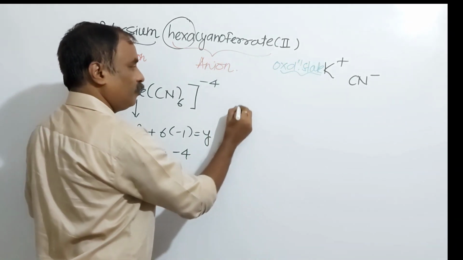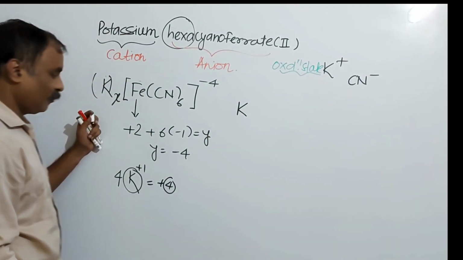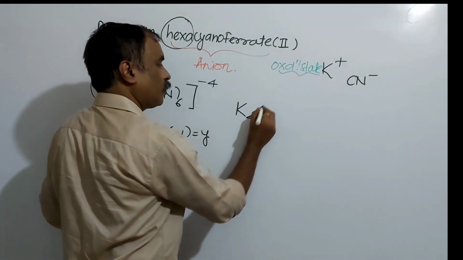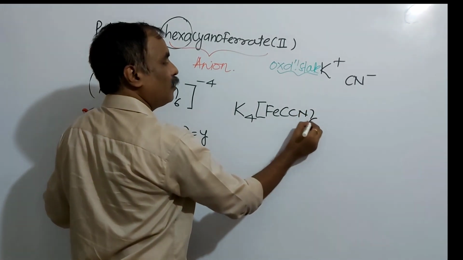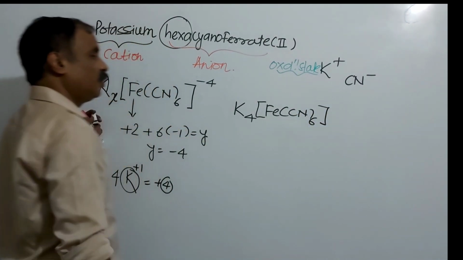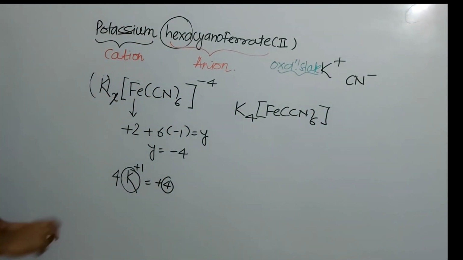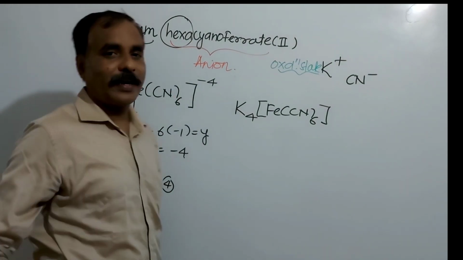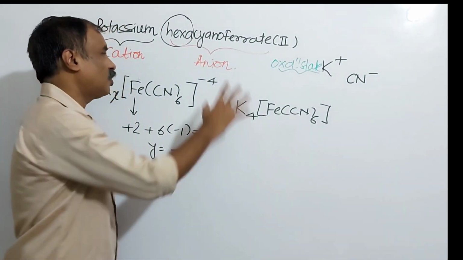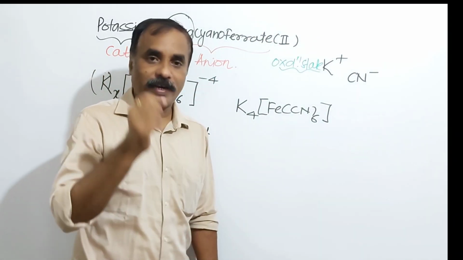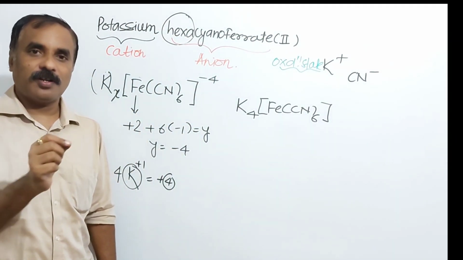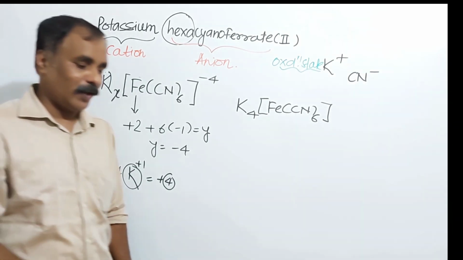Therefore, what is the formula of this? K4[Fe(CN)6]. This is the formula of this complex, and here the IUPAC name is given as potassium hexacyanoferrate(II). The oxidation state of iron is 2. So from this we can calculate, and we can write the structural formula of the given complex.